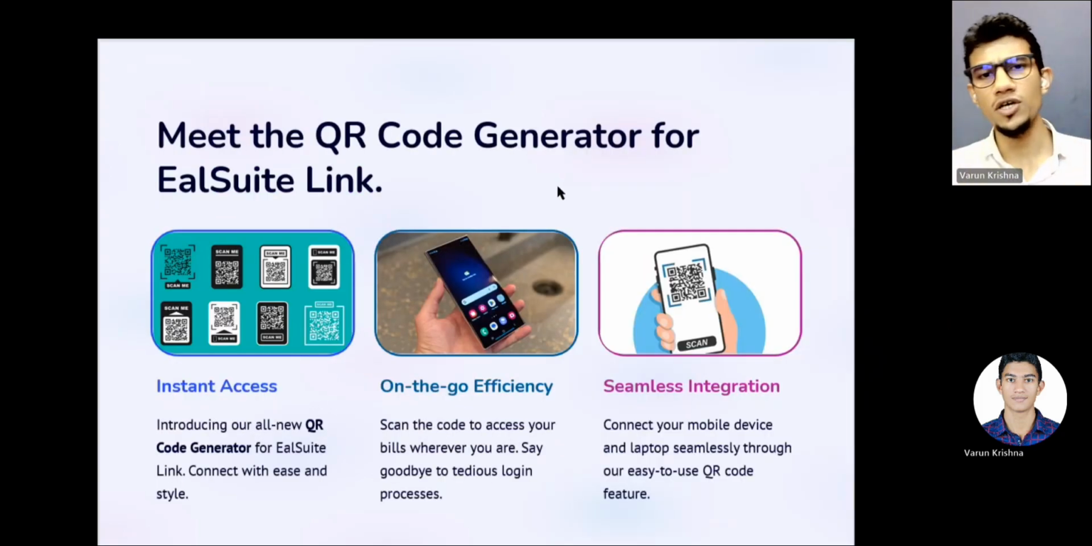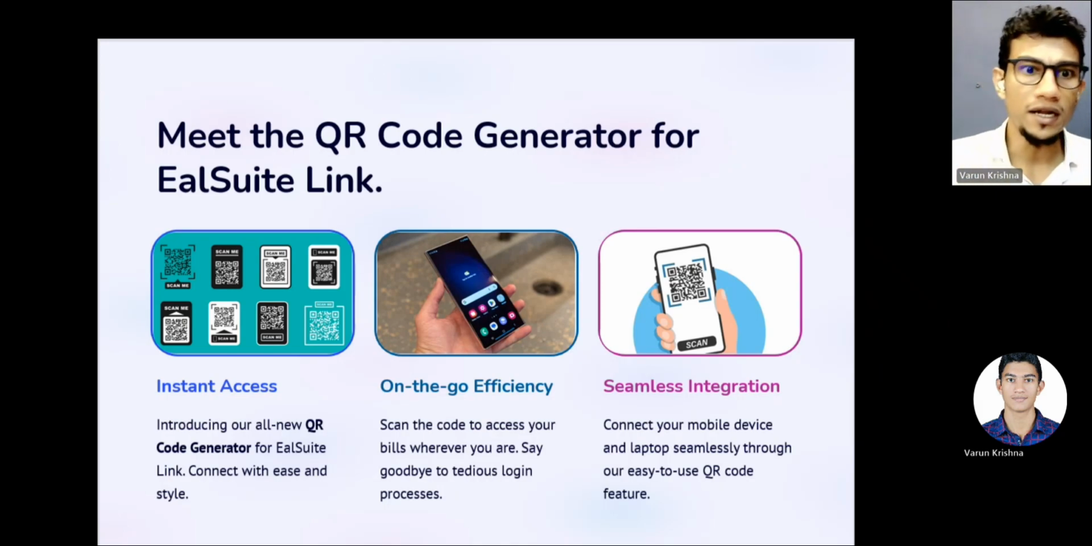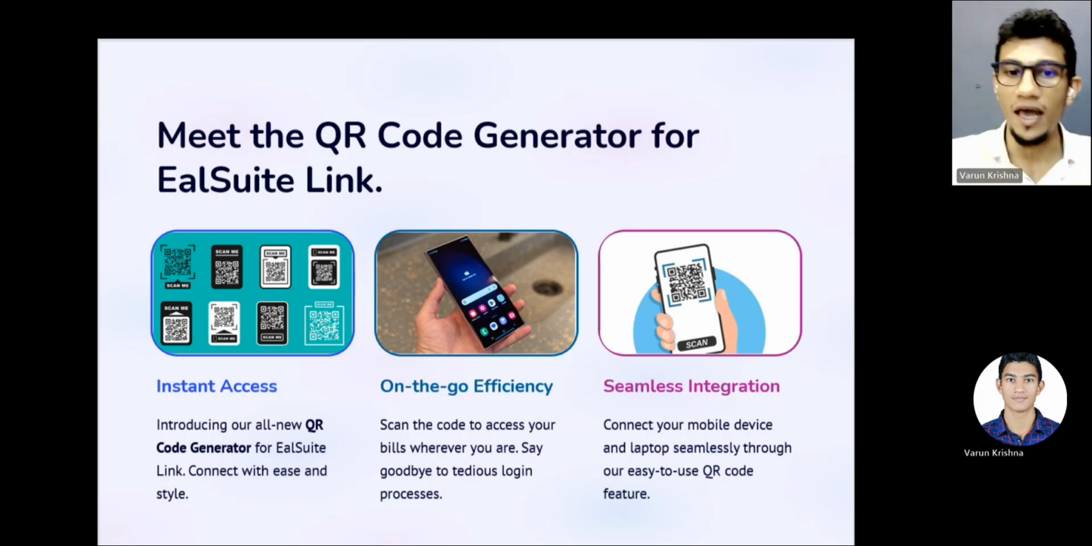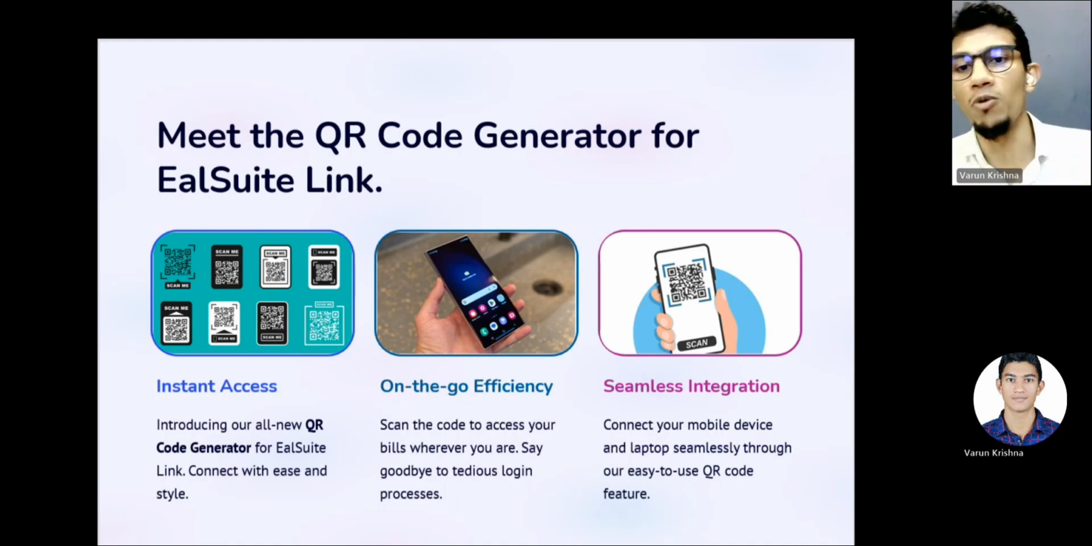Yes. So the first and very important update that we have, welcomed. I think most of you have used it by now. Meet the QR code generator for EalSuite link. So you can create an instant EalSuite link for all your bills or anything that you're sharing externally to a user, and go with efficiency. So you can scan the code and access it from anywhere. And seamless integration means that you will be able to access it using any of those devices, like your laptops, your mobile phones, or anything like that.